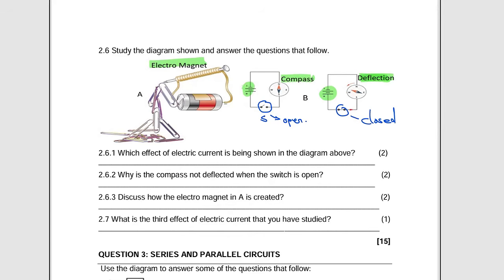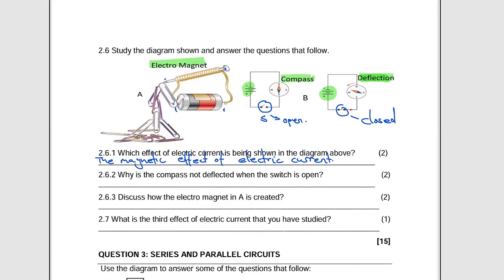So now 6.1 is there. Which effect of electric current is being shown in the diagram above? So it means the magnetic effect again, the magnetic effect of electric current. If you look here, we have that battery or cell there. Then we have that coiled wire around the steel there. So now we're going to investigate the magnetic effect of electric current.